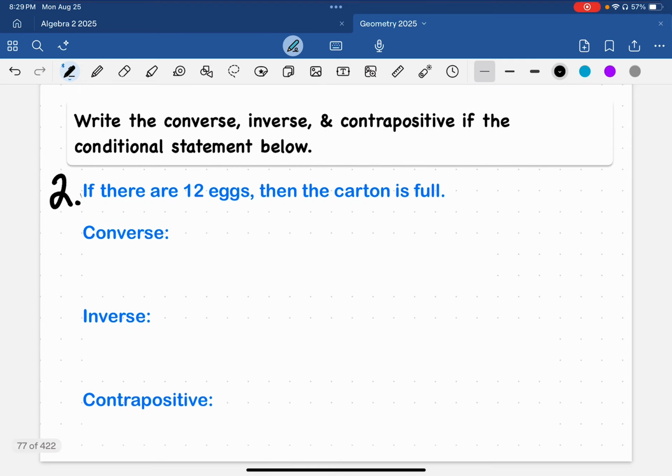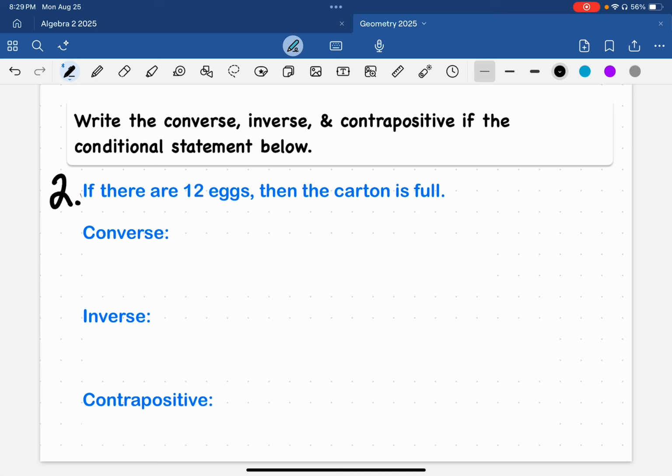All right, in question number 2, you are going to be given a conditional statement and be asked to write its converse, inverse, and contrapositive. Here's our statement for the review. If there are 12 eggs, then the carton is full.